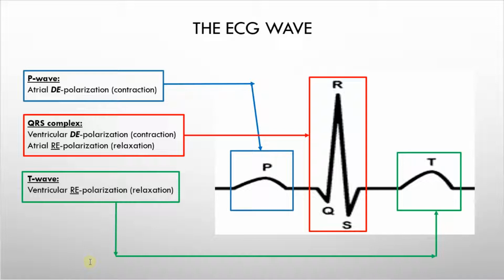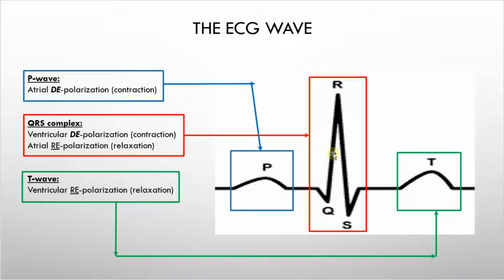Now let's go through the basic ECG wave. The ECG wave includes the P wave, the QRS complex, and the T wave. The P wave right here is the atrial depolarization, meaning the atria contract here. The QRS complex right here is where the ventricles depolarize, meaning the ventricles contract, and the atria relax.